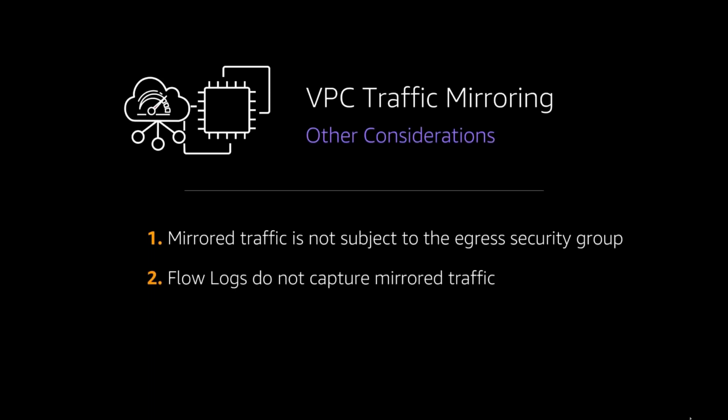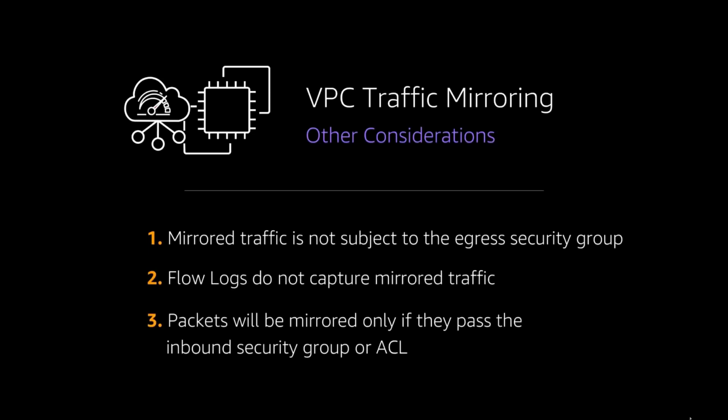Flow logs also do not capture mirror traffic. So again, if you want to secretly monitor traffic, these things come in handy. The key thing again is that the packets that will be mirrored are only the packets that are allowed by security groups and ACL on the EC2 instance.